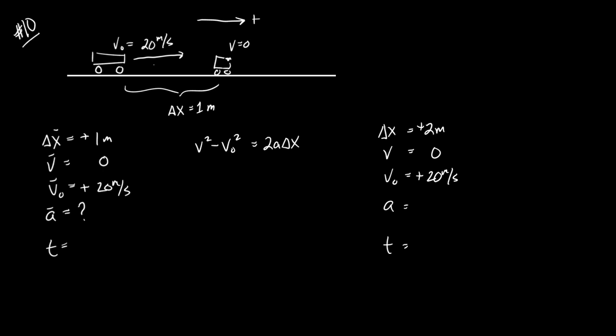All right. So that's going to be 0 minus 400 equals 2a times 1. That's everything, right? So my acceleration is going to be negative 200 meters per second squared. That's a lot. It would be difficult for you to survive without injuries if you stopped that suddenly.